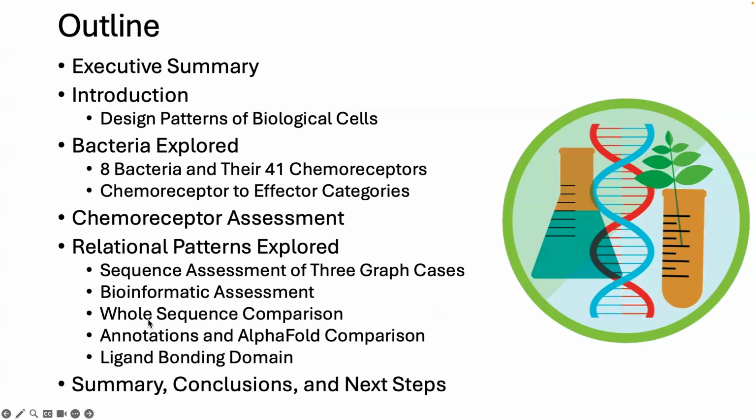I'll also look at whole sequence comparisons. And there's a couple of tools that help to give us a sense, and I'll compare 2 by 2 for 3 particular cases. In addition to that, I also will look at some of the available annotations for some of the areas for these sequences, for these proteins, and also do an AlphaFold comparison, looking at how the folding structure compares. And finally, I'll look at the ligand binding domain.